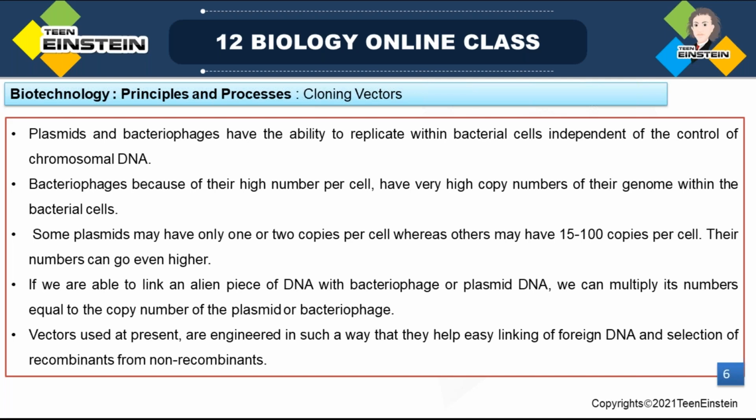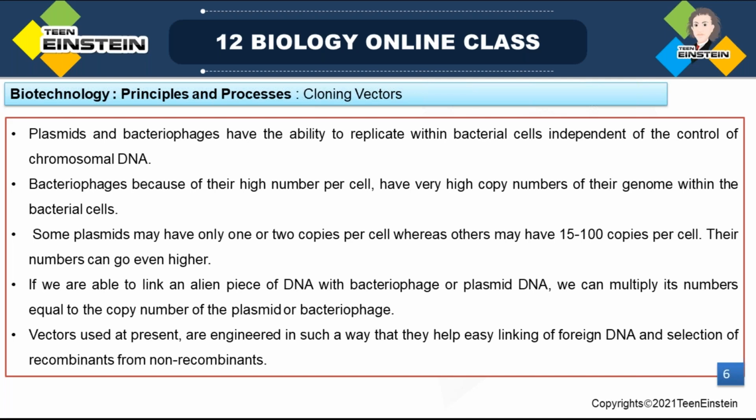Bacteriophage, plasmid, these are all examples of vectors. Examples of vectors are plasmid, bacteriophage, and Ti plasmid. Hope you have learned that in tissue culture work we use the Ti plasmid. These plasmids or bacteriophages have the ability to replicate within the bacterial cell, and there won't be any control of the chromosomal DNA.